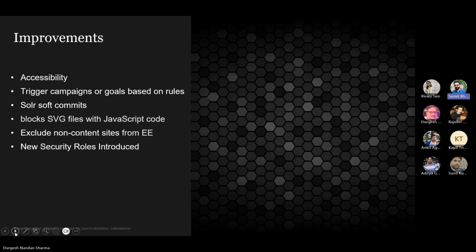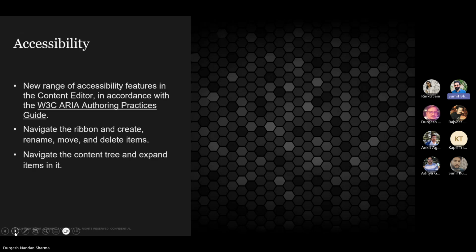Next is exclude non-content sites from Experience Editor. With this update, you can now exclude non-content sites from the Experience Editor. This makes the editor more focused and efficient by only showing relevant sites, simplifying the workflow for content authors. And the new security rule introduced. The new security rule provides more detailed control over user permissions, allowing administrators to better manage access and security within the platform. This increases the flexibility and safety of user management.